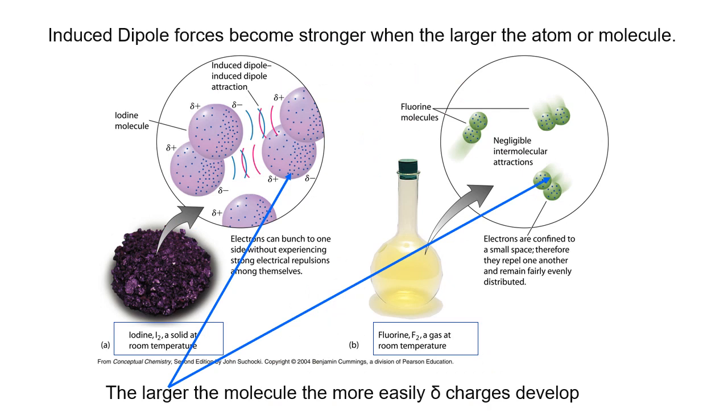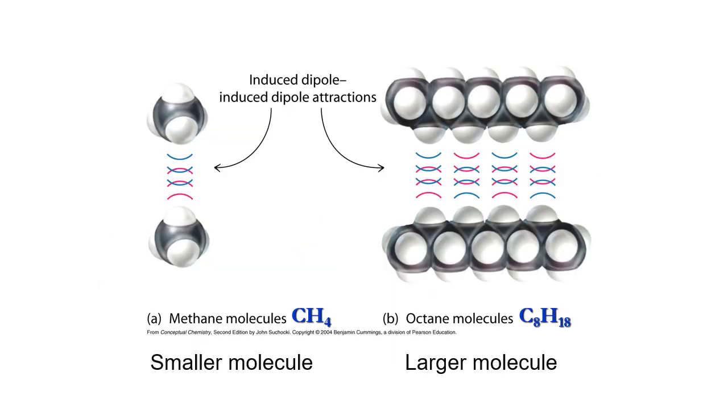Please take note that the larger the size of the molecules, the more easily this temporary dipole develops. It can happen in solid form like iodine here, or fluorine gas at room temperature. Let's take a comparison between methane, a smaller molecule, and octane, which is a bigger molecule here. We can see the London forces are bigger for larger molecules, which means more molecular weight for larger molecules.